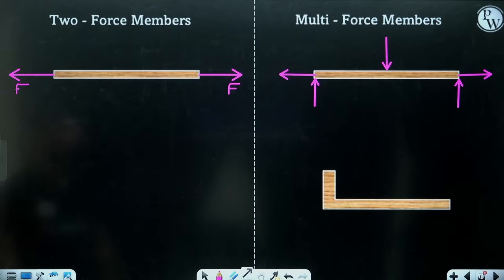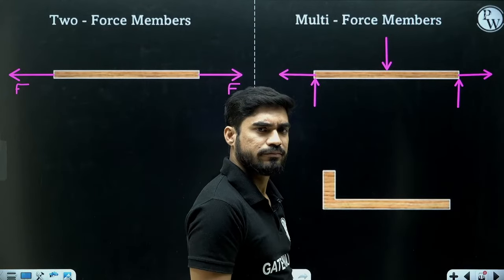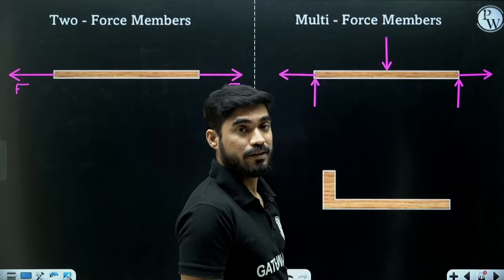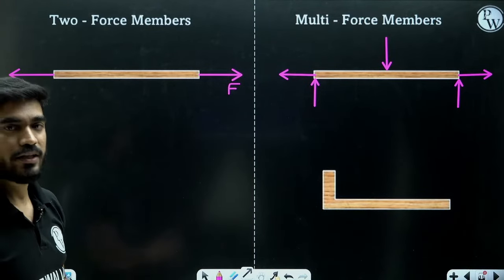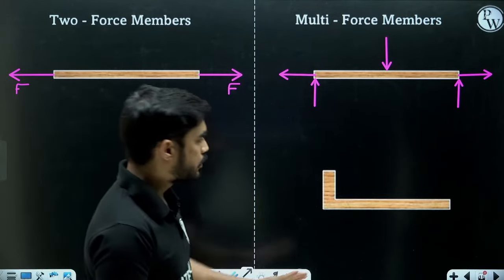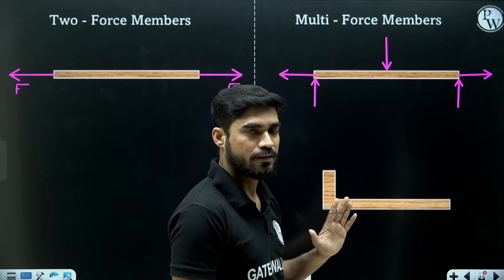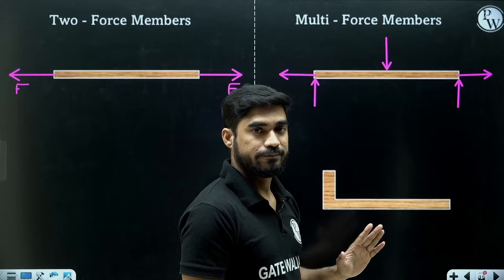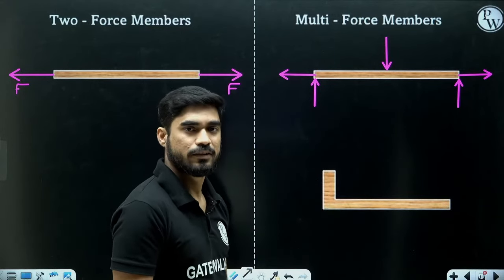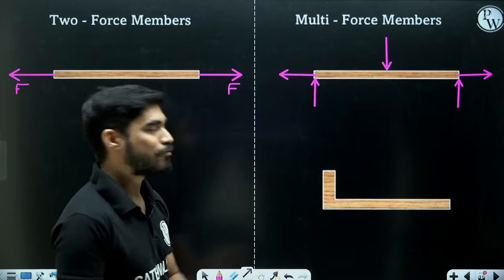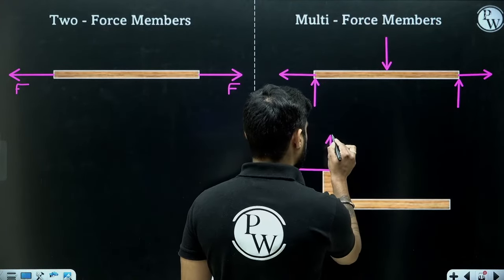Okay. Let's say it is not subjected to force in between, but it is not a straight member. Understand what I am saying? I am saying that it is not subjected to force in between the ends. It is subjected to only forces at the ends, but it is not a straight member. It is, let's say, an L-shaped member. Then also it will be a multi-force member.